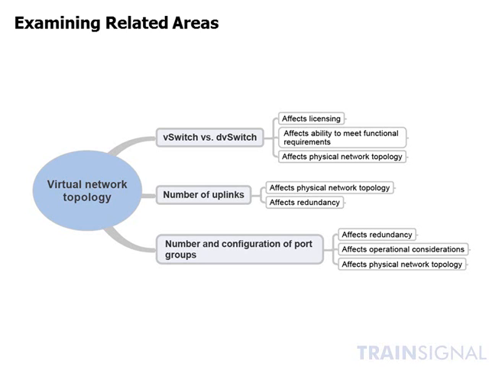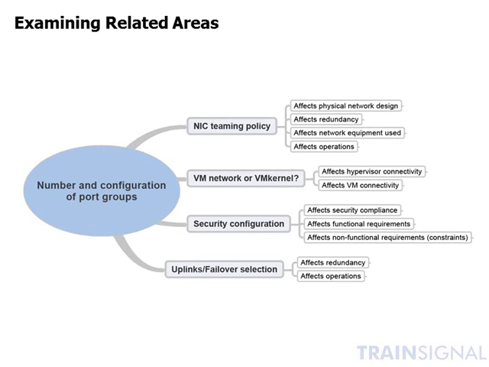Now, if we go through this iterative process once more and we say, okay, we started out with a discussion of the logical network design. We then drilled into a node on virtual network topology. Now, what if we drilled down one more level and said, let's focus in on the number and configuration of the port groups? What is that going to look like, and what kind of impacts will that have in other areas? Let's look at that real quick.